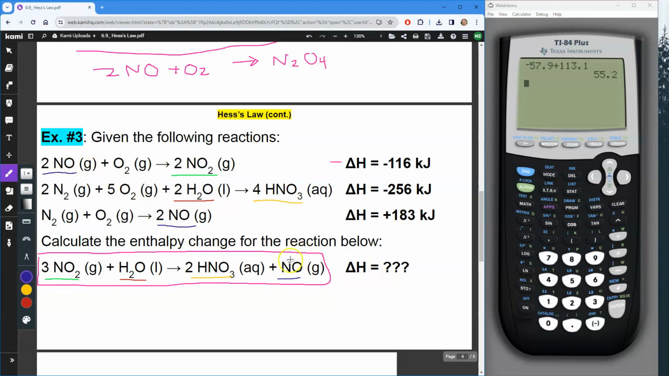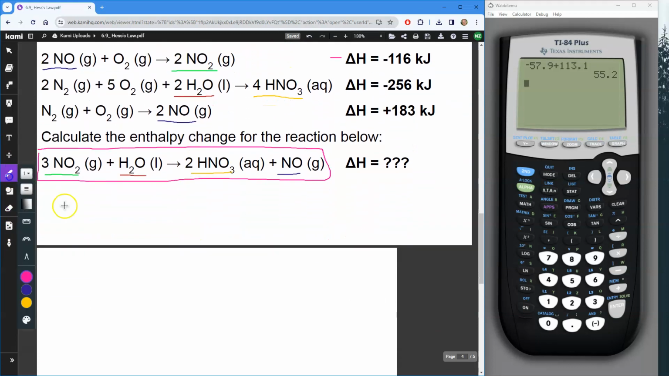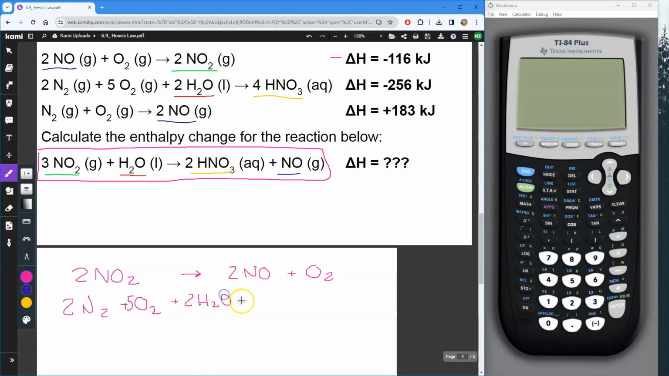And then we have some coefficients here. Okay, so let's do this. Let's rewrite these flipped. The first reaction we're flipping, so that'll be 2NO2, and that'll give us 2NO and O2 for the first reaction. For the second reaction, we are going to have 2N2 plus 5O2 plus 2H2O, and then we'll have 4HNO3.